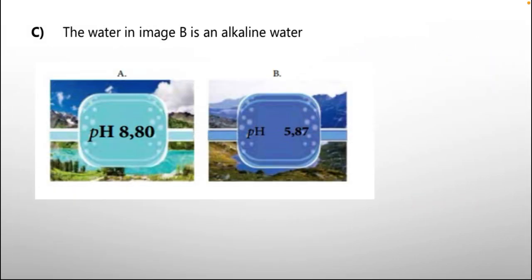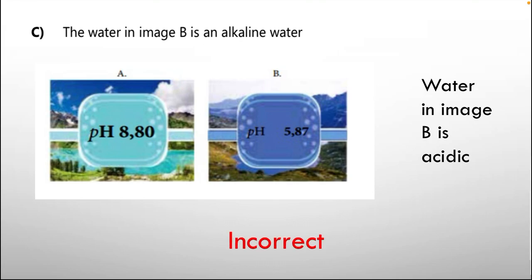Option C. The water in image B is alkaline water. So the water in image B is acidic because of having a pH less than 7. Incorrect option.